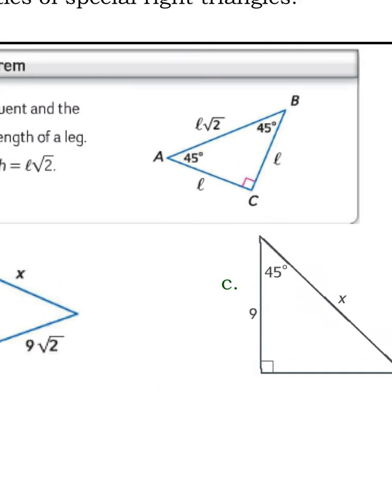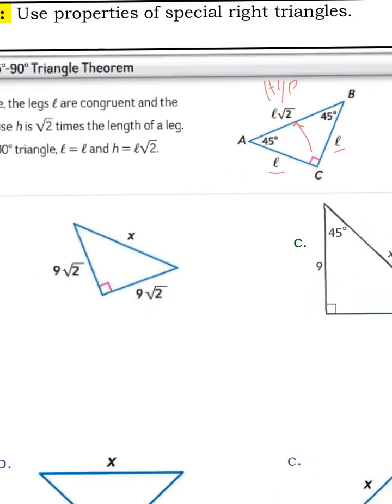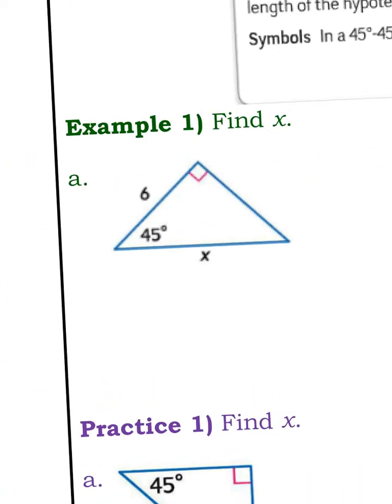A 45-45-90 triangle is this: if you do the Pythagorean theorem for a triangle with angles stated as 45, 45, and 90, then two of your sides are going to be the same, okay? So L is going to be the same as this L. And then your long side, or your hypotenuse, which is opposite of the right angle, has the square root of 2 next to it. This is the same number with the square root of 2 next to it.